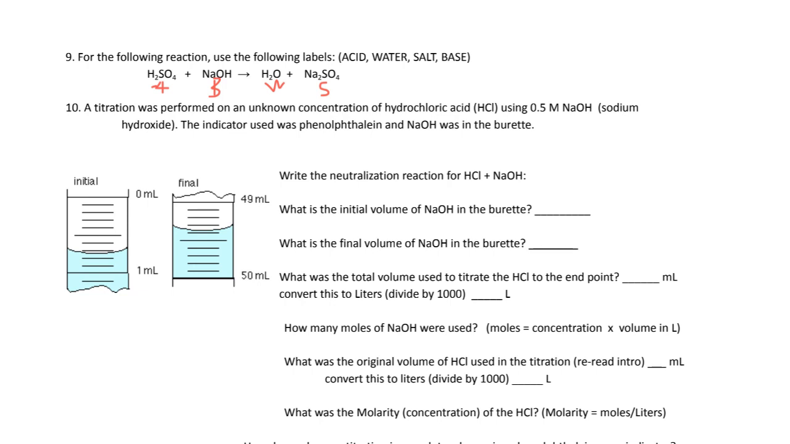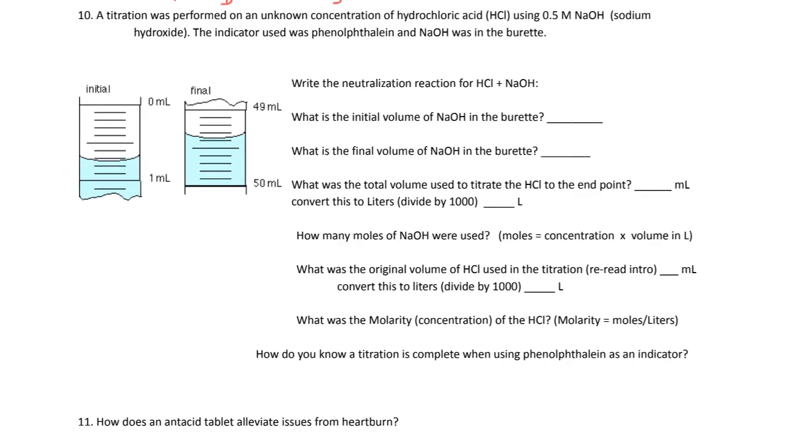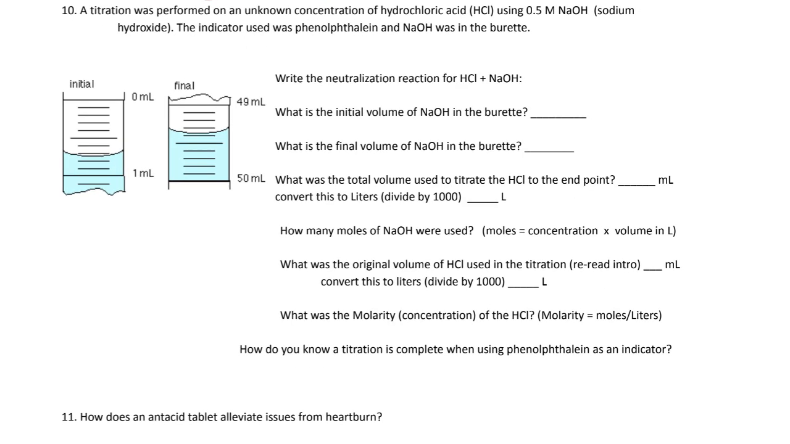The salt could be split apart into just an Na by itself, which would be the conjugate acid, or an SO4 by itself, which would be the conjugate base. All right. So now we've got an example of a titration. Let's see if we can figure this out.